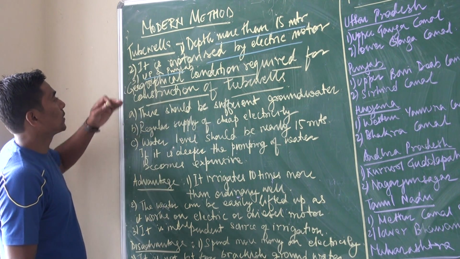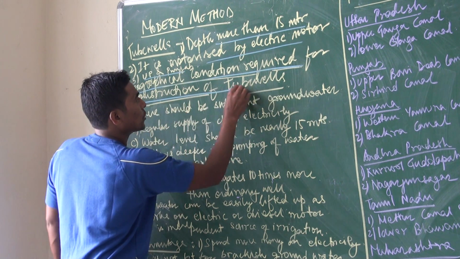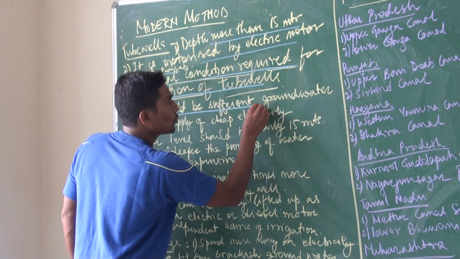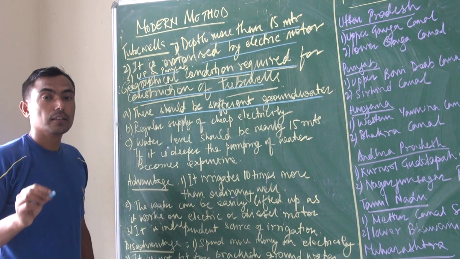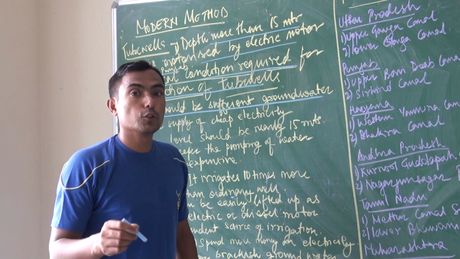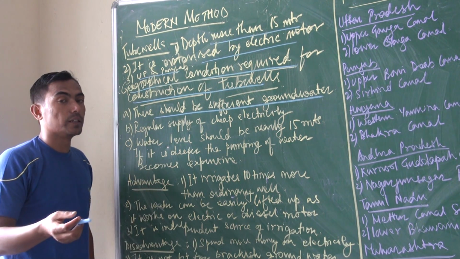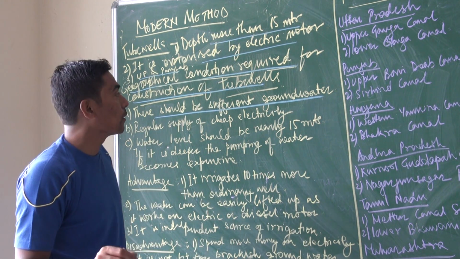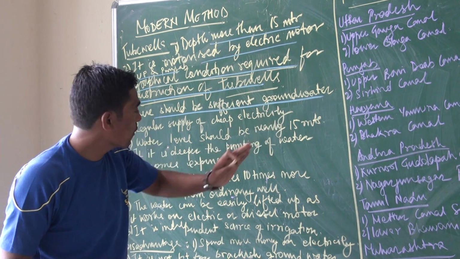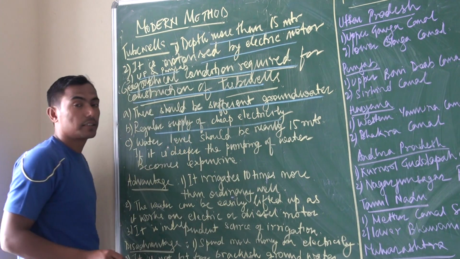Now, tube wells require some geographical conditions for construction. First is that there should be sufficient groundwater. If there is less groundwater, then the construction of a tube well becomes useless. So first of all, before constructing a tube well, the farmer must find out whether that area has sufficient groundwater or not. Secondly, regular supply of cheap electricity.